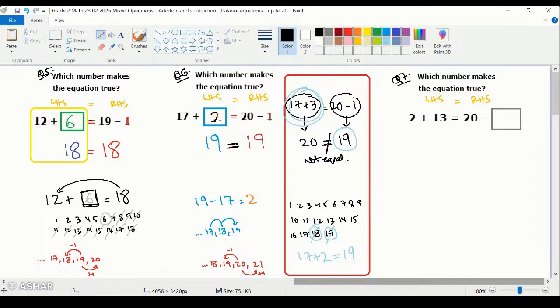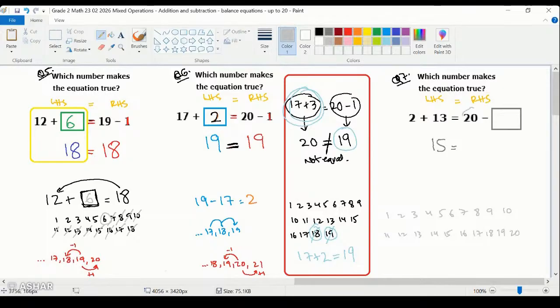Okay. For the next question, question number 7, we have 2 plus 13. We know that 13 plus 2 is always 15, and this was 20 minus something, right? So 20 minus some number, we need to make it equal 15 as well. Can we write the numbers 1, 2, 3, 4, 5, 6, 7, 8, 9, 10, 11, 12, 13, 14, 15, 16, 17, 18, 19, and 20.